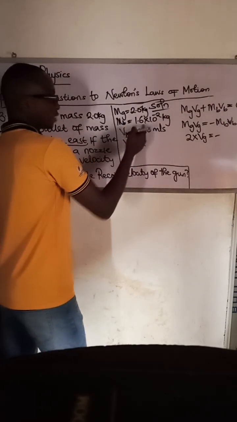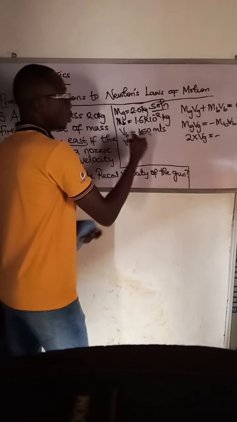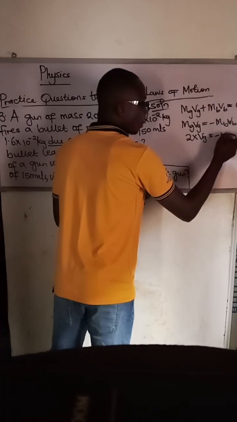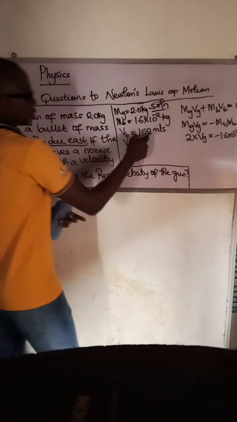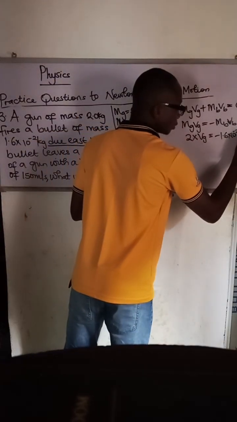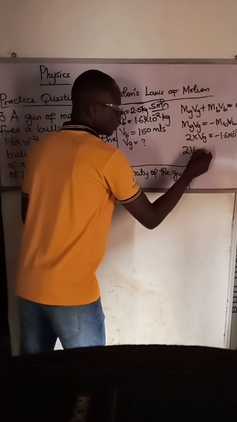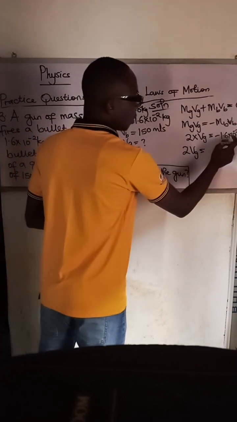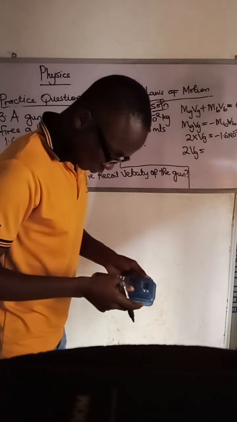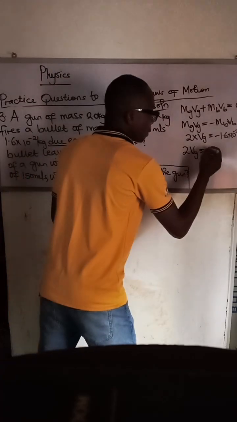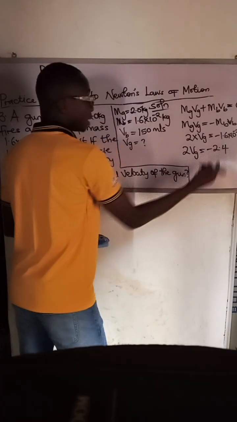If students see standard form, they just become scared, but it's not a problem. The mass of the bullet is 1.6 times 10 raised to the power of minus 2, times, what is the velocity of the bullet? 150. Then 2 Vg is equal to, we multiply 1.6 times 10 raised to the power of minus 2 times 150. If you multiply this with your calculator, you have minus 2.4.